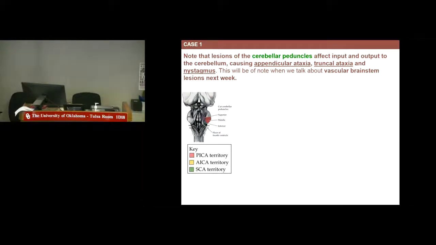So, also a note, this kid probably has something growing in his brain. Again, we have to step back and look at our patient. When we talk about vascular lesions of the brainstem next week, we're going to end up losing vascular supply to those cerebellar peduncles. At that point, will we just get appendicular ataxia? No. Once you have an issue with all of the inputs or the outputs from the cerebellum, you just get ipsilateral ataxia of all kinds.